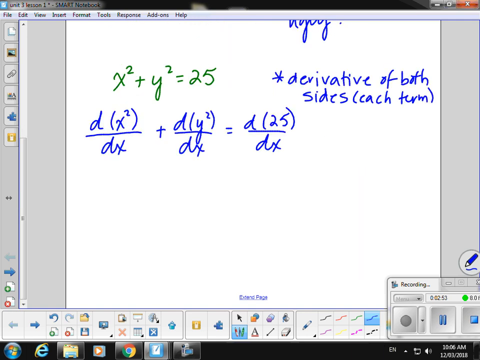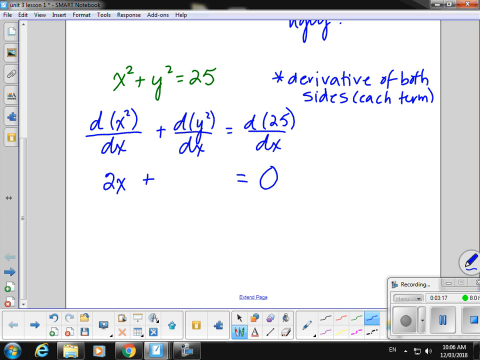So for the first term, we know how to take the derivative of x squared. It's simply 2x. Yay! I know how to take the derivative of the right side. The derivative of any constant is 0. It's that weird piece in the middle. I'm taking the derivative of y squared, but not with respect to y. So how do we do that? We use the chain rule.